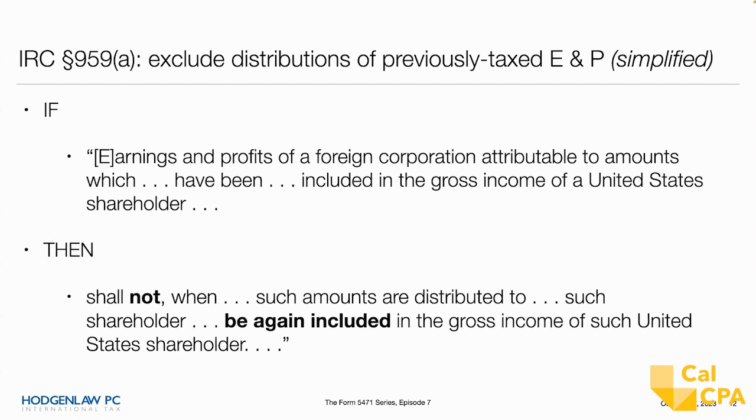And then what I do is I replace those deletions with ellipses, the three dots. And if you look at a code section, the Internal Revenue Code is basically either a definition, a corporation is this, a United States person is that, or an if-then statement. And so this is an if-then statement. If earnings and profits have been attributable to amounts which have been included in gross income of a United States shareholder, section 951A or 951(a), then it shall not again be included in the gross income of such United States shareholder. Now it's simple.